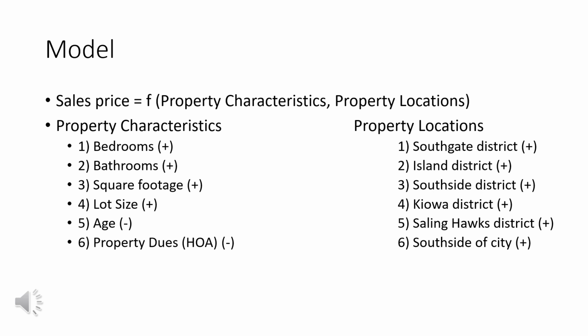Now, the property location also has 6 different variables. The first 5 refer to specific districts in the city, and these districts are mainly where affluent neighborhoods are located. The 6th variable is the geographical location of the property within the city. So if the property is within any of these 6 variables, it's expected that it will contribute to an increase in the expected sales price of the property.